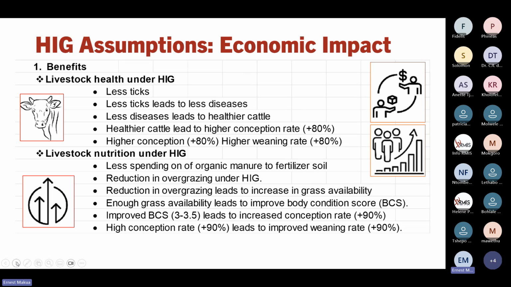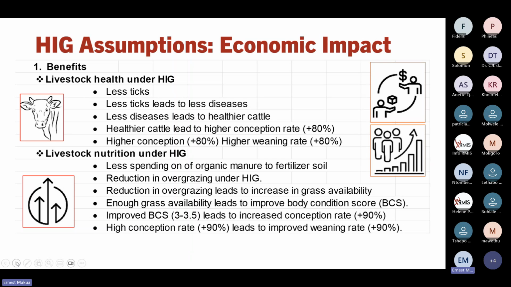Then there's better pasture growth, right? Reduction of overgrazing will lead to increased grass availability. And then enough grass availability will lead to improved body condition score. You understand that the body condition score is highly linked to the conception rate of the cattle. And then improved body condition score leads to increased conception rate, plus minus 90% in the long run.